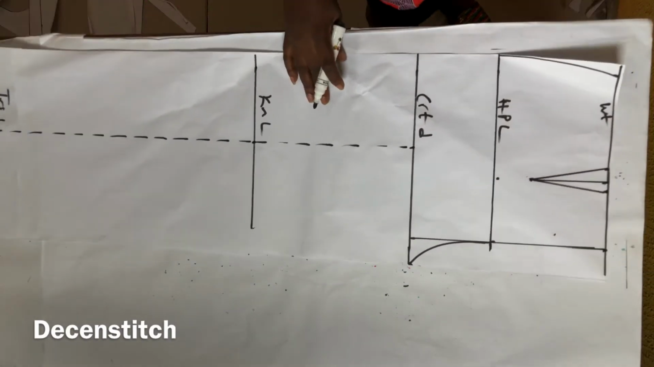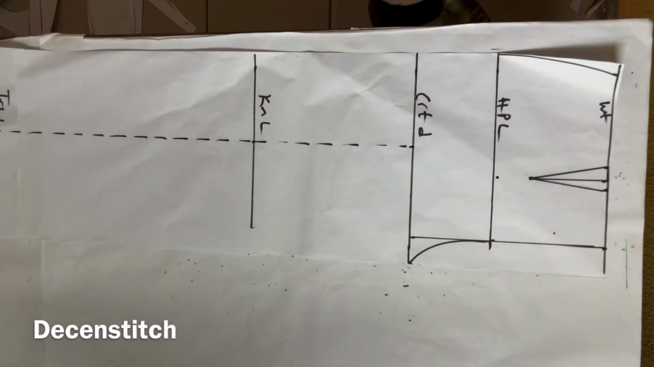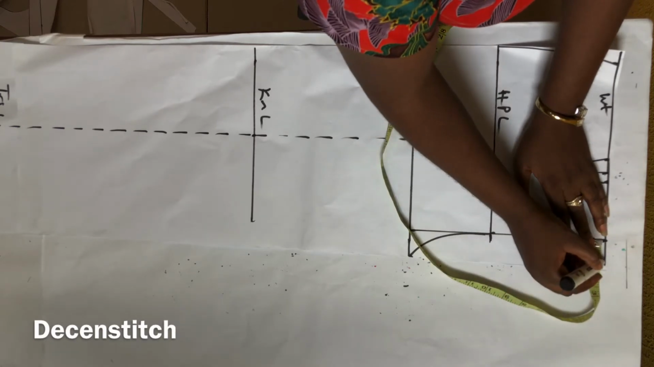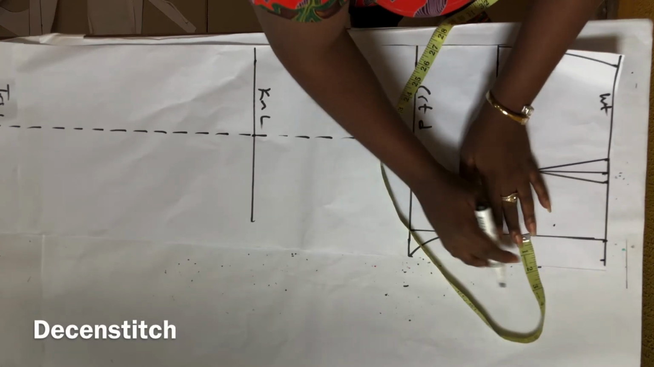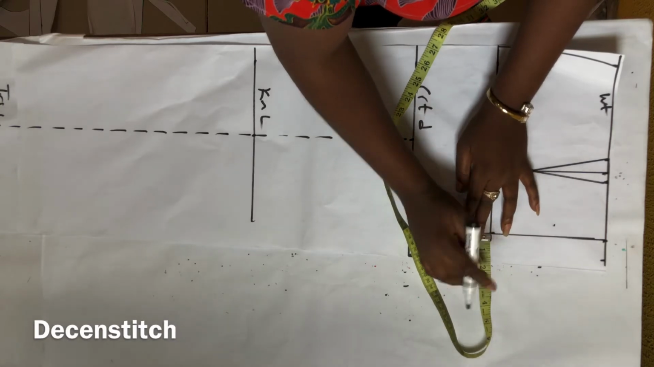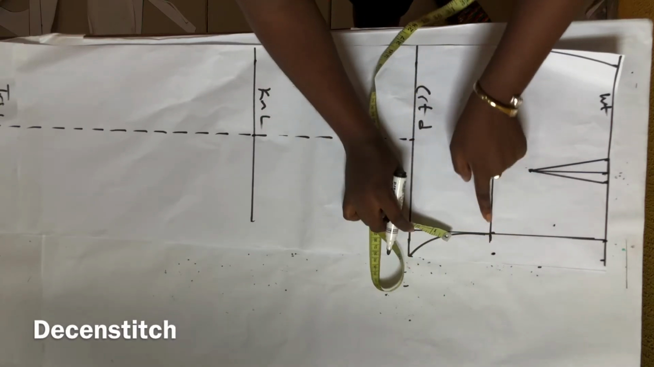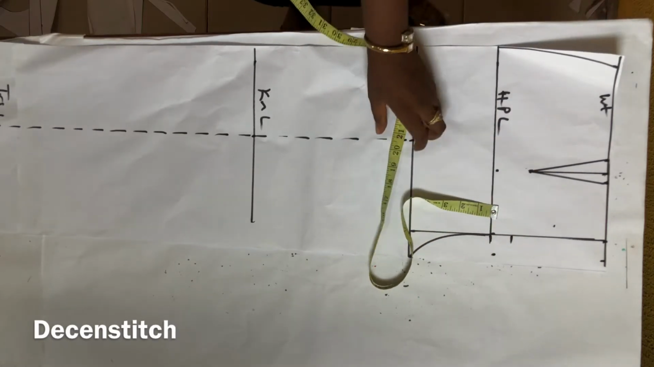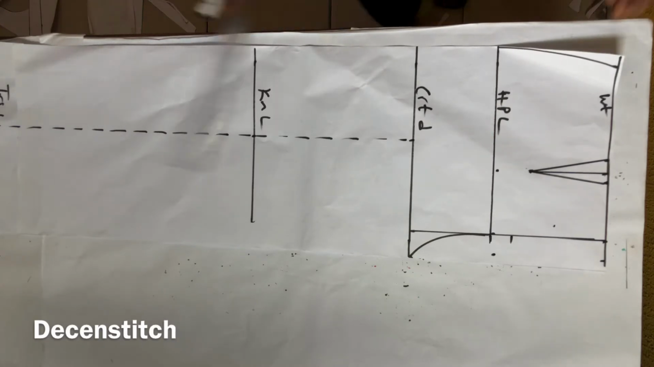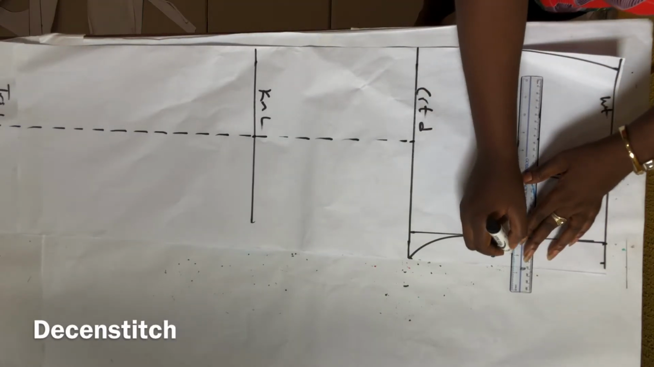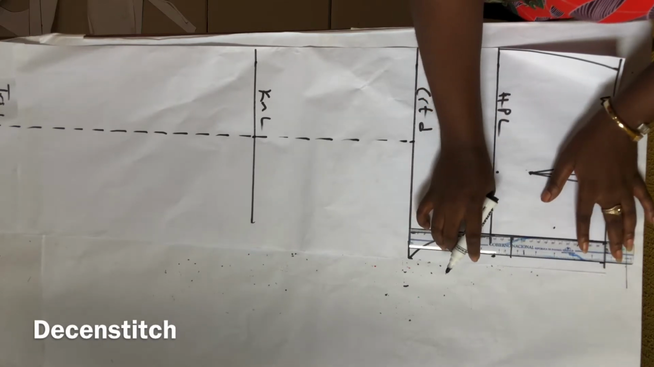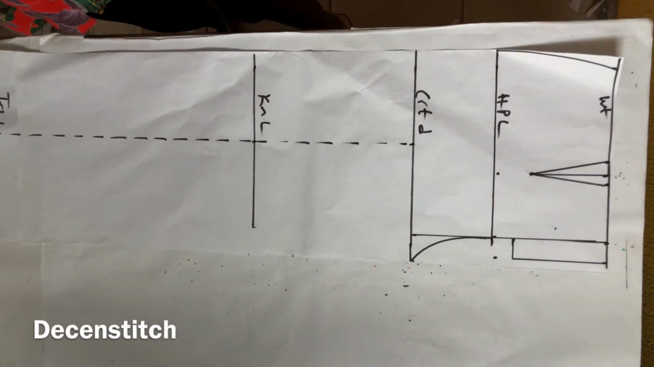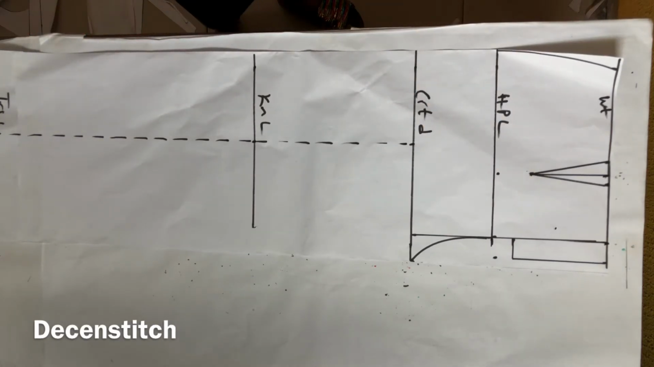The next thing is to draw the flap. I'm going to be using 1 inch. You can use 1.5 if you want. The flap stops 1 inch before the hip length, so I'll measure the 1 inch here. It can also get to the hip length if you desire.